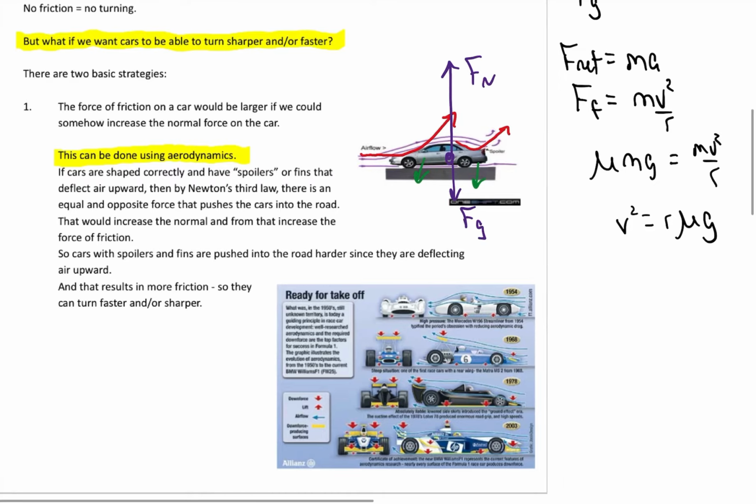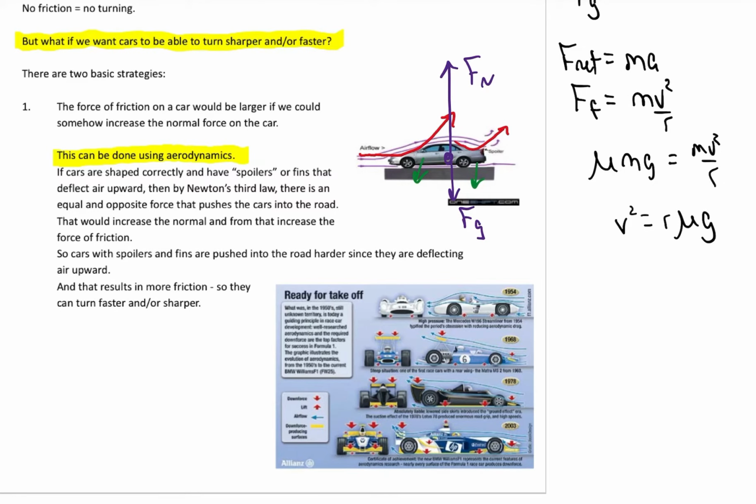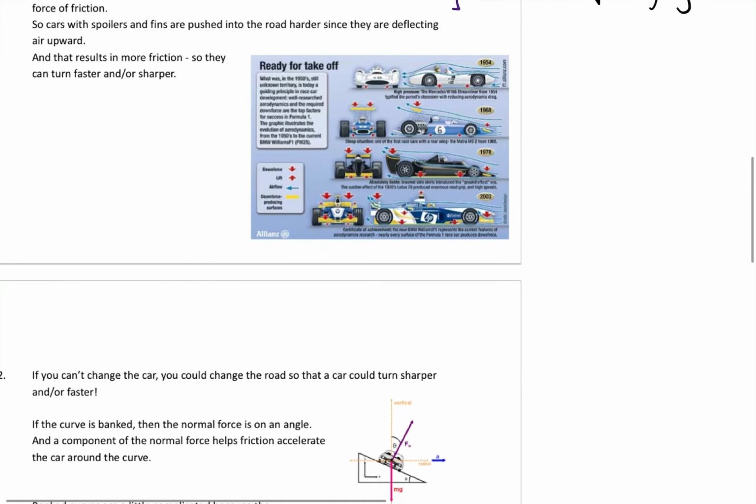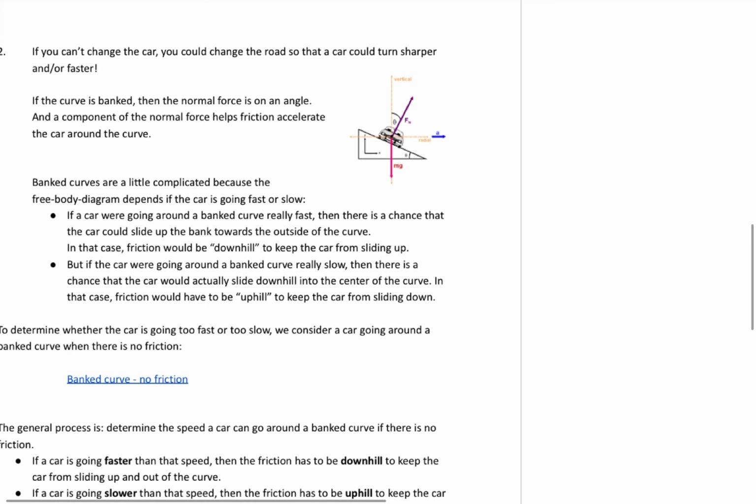That's aerodynamics, but we're not quite ready for the math on aerodynamics in high school, so we're going to do it a different way. Instead of changing the car, we're going to change the road. If we bank the road, here I had a little doodle, sorry, I'm working outside and you can hear some background noise. If we bank the road, what happens is the normal force now is on an angle. It always has to be perpendicular to the road, so if the road's on an angle, that means the normal force is going to be on an angle.